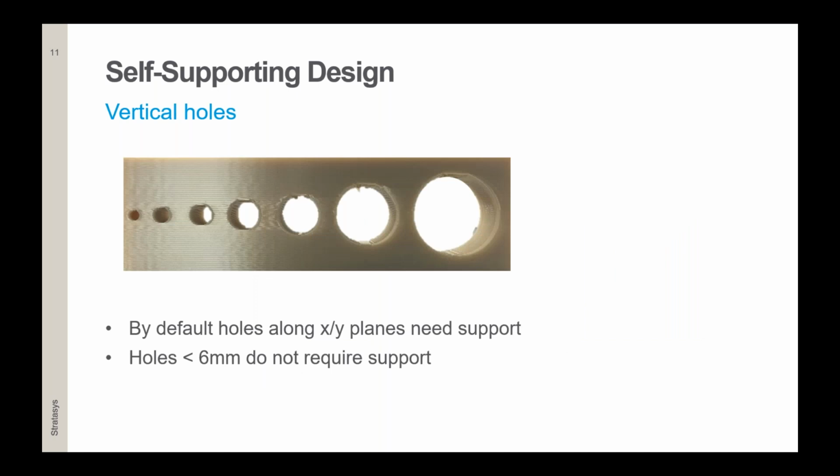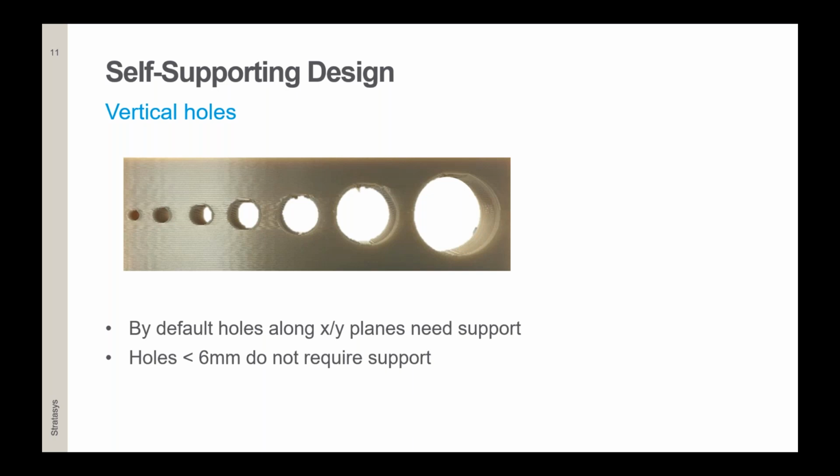When we speak about holes, it is important which orientation they have. So using default options, all vertical holes would require support material, with an exception of holes which have less than 6 millimeter diameter. They can be printed without support material, but this is the so-called bridging effect. So it is a horizontal extrusion between two raised points, and as long as this horizontal extrusion is no longer than 6 millimeter, the material won't drop that drastically, and we can print those holes.